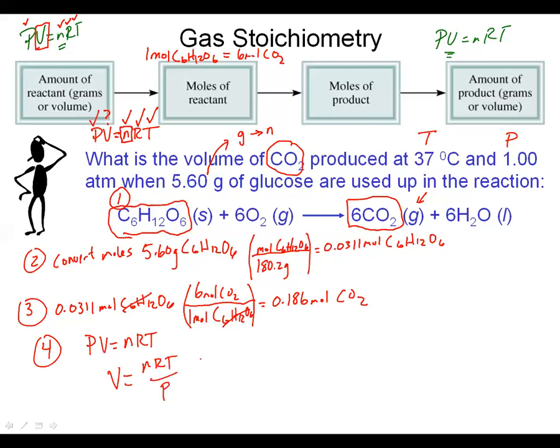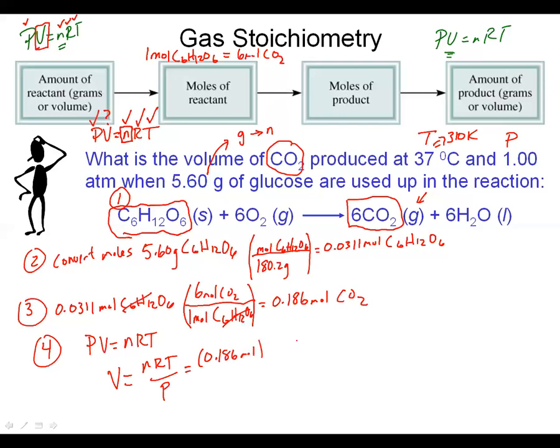We do have to make sure of units like normal. And it does look like in this case that the only thing we really need to convert is our temperature. So again, our temperature does need to be in Kelvin. So we want to add 273 to that, and that gets us 310 Kelvin. Other than that, everything else is in the right units. So we'll go with 0.186 moles.